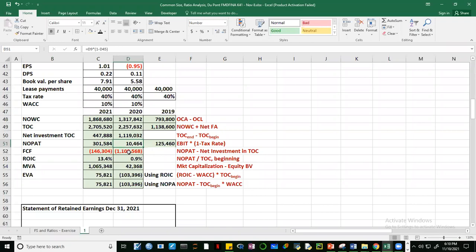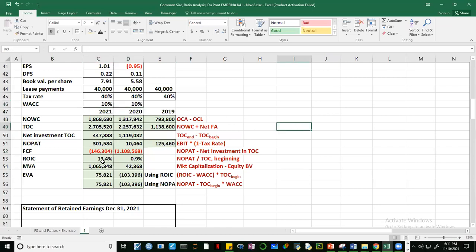Okay, so the negative free cash flow here is a double-edged sword. It was both good and bad at the same time. Then we need to measure ROIC in order to determine if the company is able to generate value for its shareholders. The decision rule is that if the ROIC is greater than the weighted average cost of capital, which for this company was 10%, then value was being created.